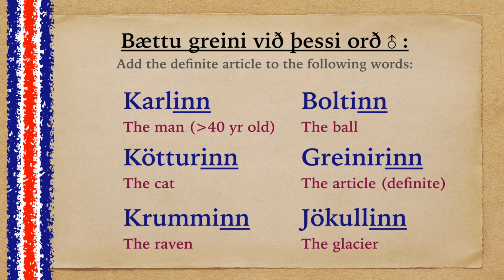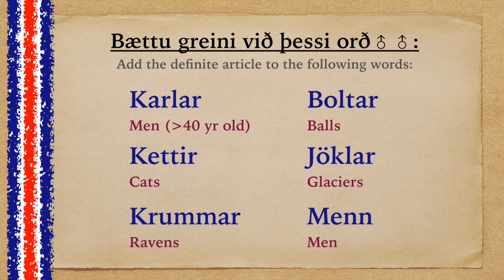So the answer is for masculine singular words: karlinn, kötturinn, krumminn, boltinn, greinirinn, and jökullinn. Now let's move on to the masculine plural words. And I'd like you to pay attention and notice that even though these words had very diverse endings in the first slide in the singular form, now most of them, almost all of them, end with an R.